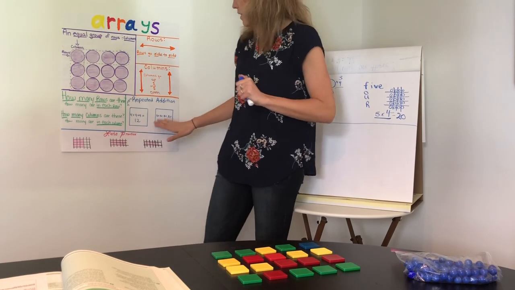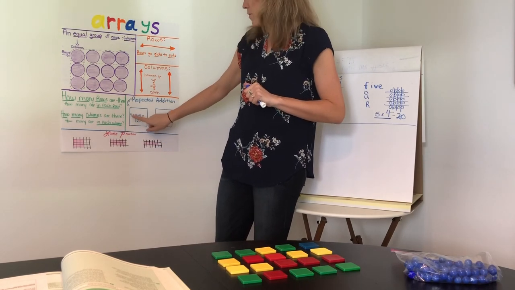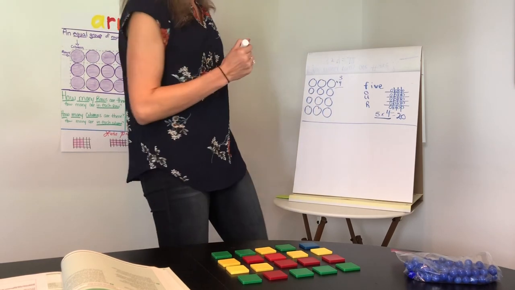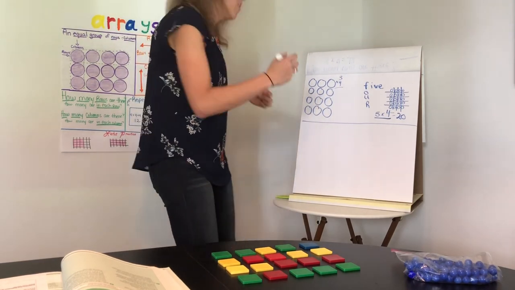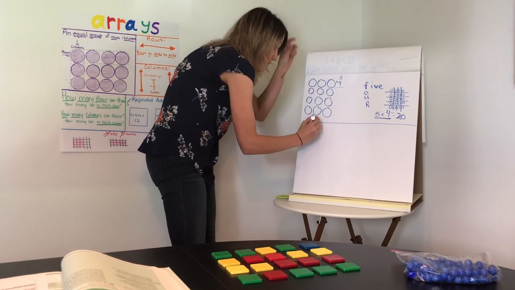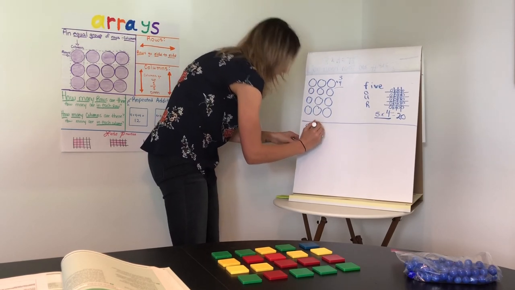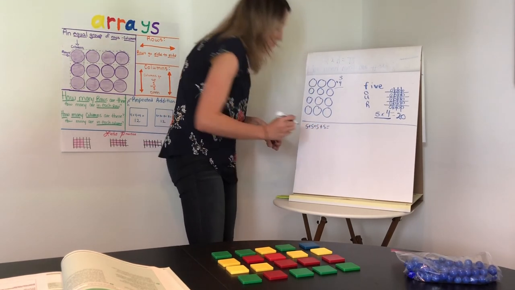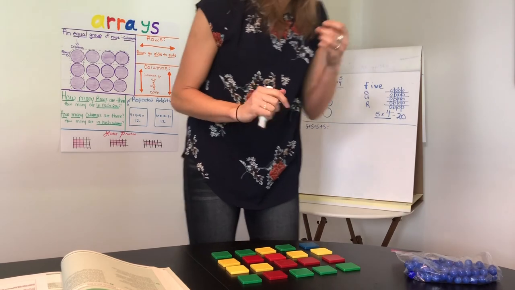Now remember, we've used repeated addition over here. 4 plus 4 plus 4, 3 plus 3 plus 3. You can tell me. Okay, 5 plus 5, good. Plus 5, okay. Plus 5. And do you still get 20?